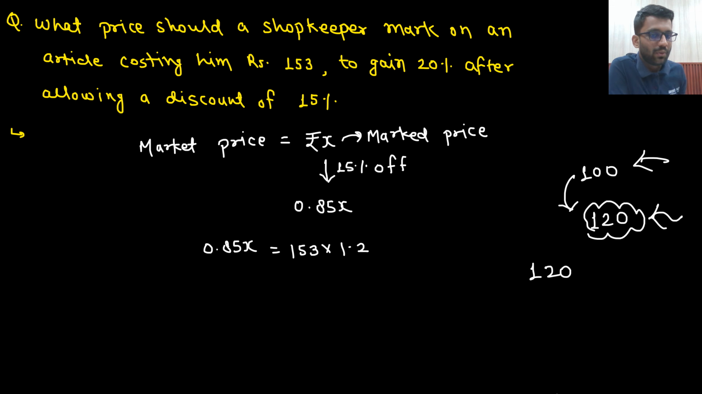But what I do, I increase this 120. Let's just say I increase this 120 to 200. Then I say that there is 40% discount there.